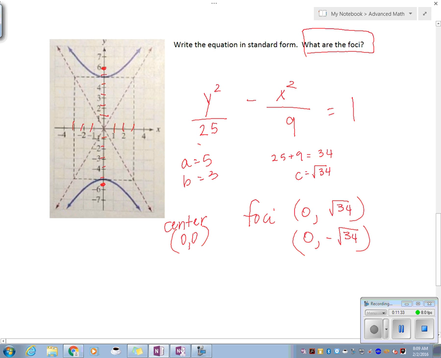Is that better? Okay. How do you feel about hyperbola? Not too bad?